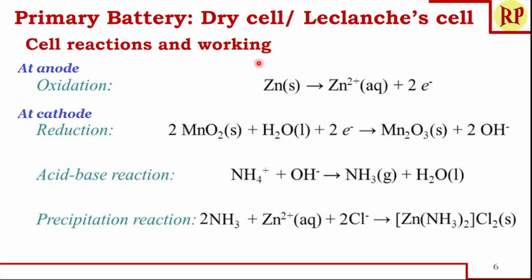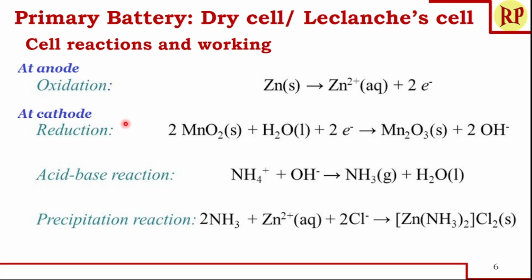Oxidation means the metal will form metal ions to release electrons. That is, here my anode is the zinc container. So zinc will be oxidized to form Zn2+ to release 2 electrons. And usually in the cathodic reaction, the cathode as such will not take part in the reaction. The electrolyte will be taking part in the reaction.